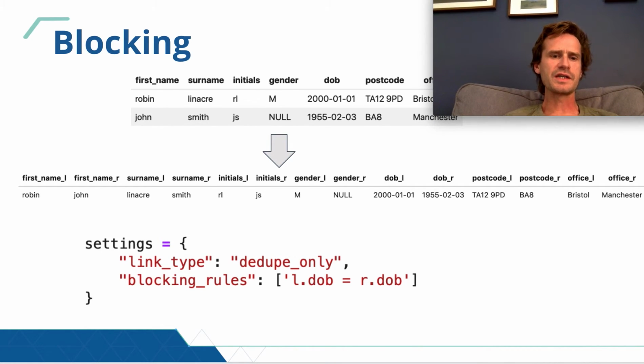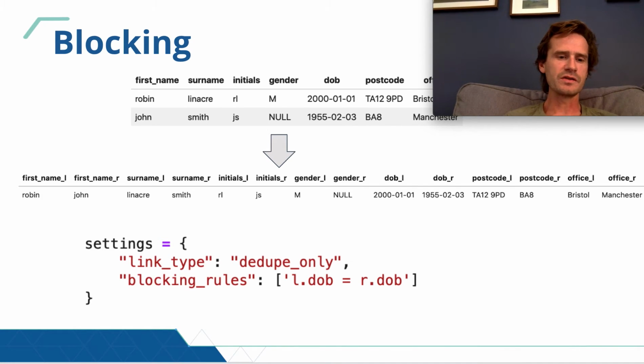So the first task is to generate a dataset of pairwise record comparisons from the input dataset. And the main purpose of Splink is then to estimate a match probability for each record comparison. With datasets of any significant size, we can't just compare every record with every other, because we end up with literally trillions of comparisons.